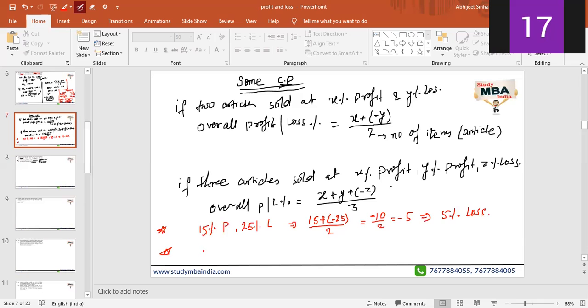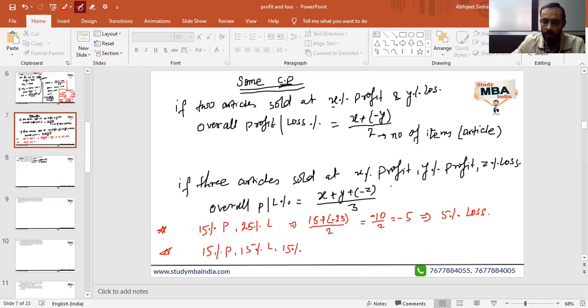Yes, sir. Similarly, अगर आपको बोल रहा है यहाँ पे 15% का प्रॉफिट, 15% का लॉस, एंड अगेन 15% का प्रॉफिट है, 3 आर्टिकल पे, तो ओवरऑल क्या मिलेगा?